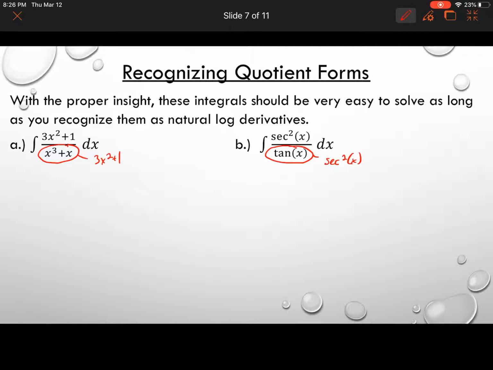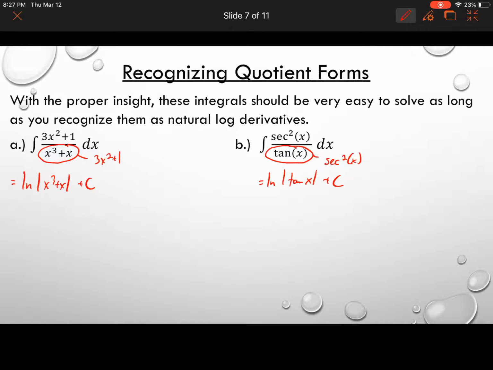So the derivative of x cubed plus x is 3x squared plus 1. That's the numerator of that equation. The derivative of tangent is secant squared of x, and that happens to be the numerator of that second equation. Whether some of you can make this jump is one thing, but hopefully some of you can say, all right, I know the integral of 1 over something is the natural log. So natural log of the absolute value of x cubed plus x, and that is our answer. And then the second one, natural log absolute value of tangent of x plus c.